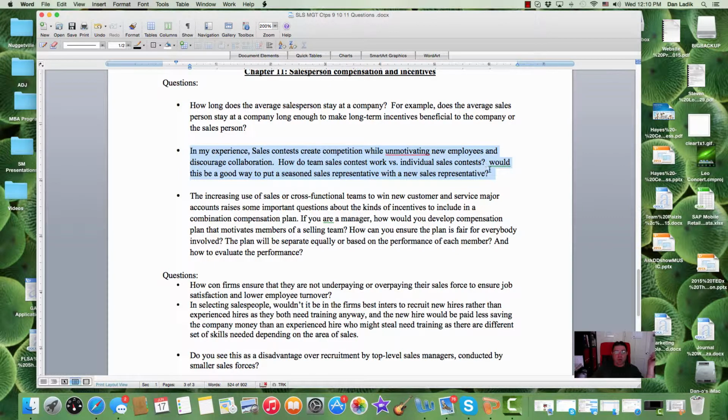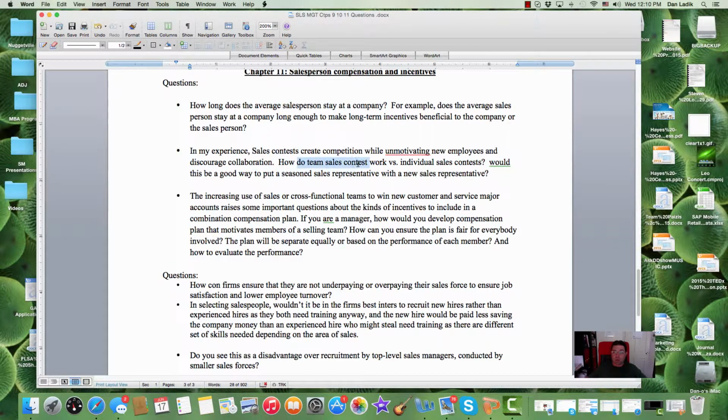In my experience, sales contests create competition while demotivating new employees and discouraging collaboration. They very much could. How about team sales contests versus individual selling contests? I'm going to be direct here, and I really don't have any team versus individual sales contest data. I really don't.